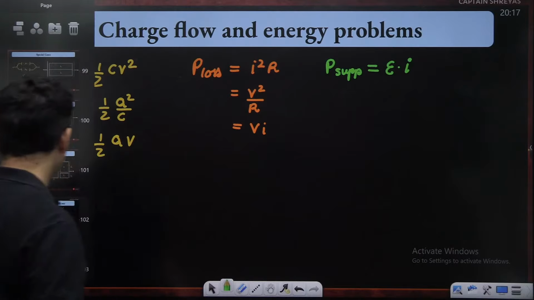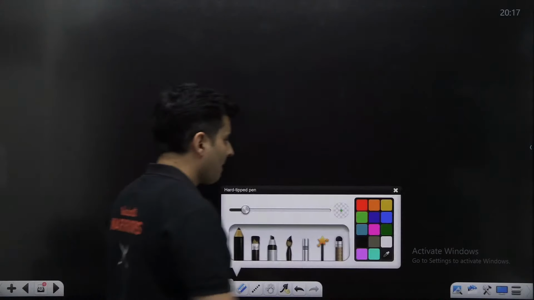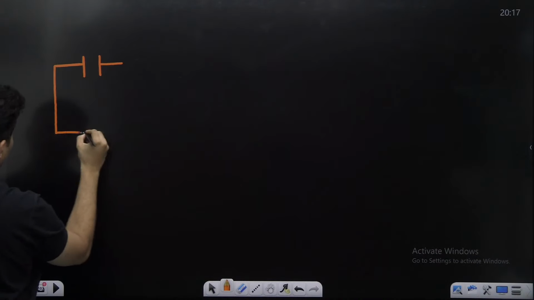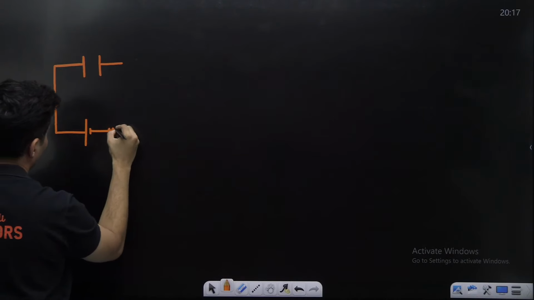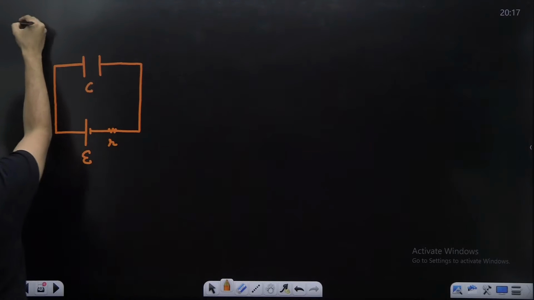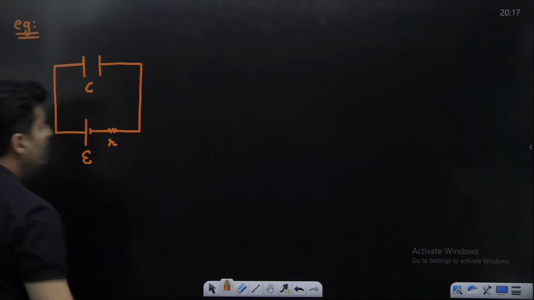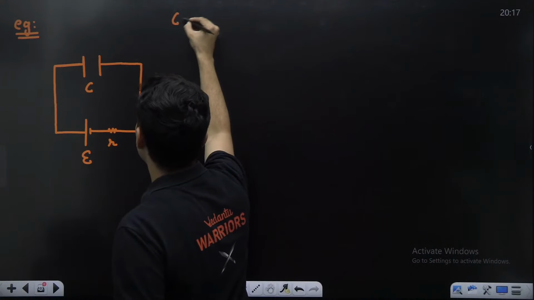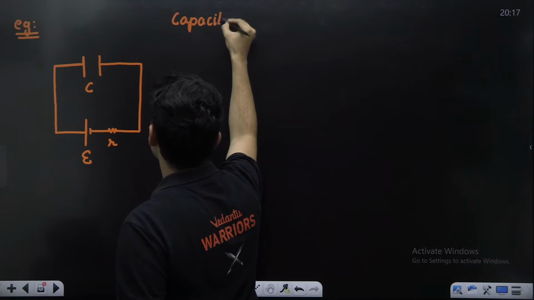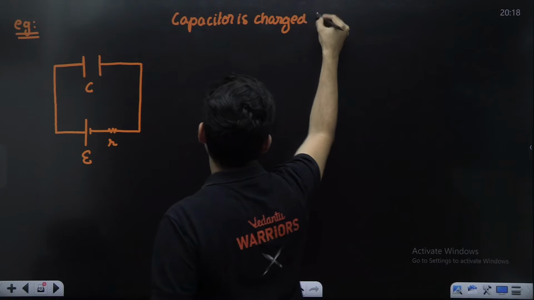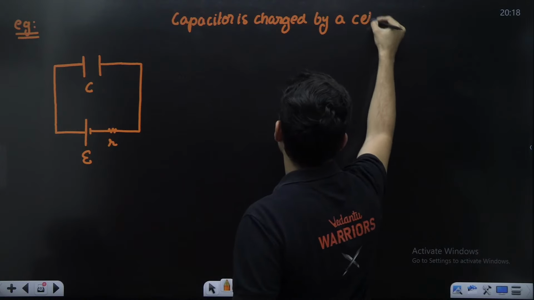One of the most important questions which I feel is this one. Look at this. You have a simple capacitor. There is a battery, could have some internal resistance. That's it. And you analyze this simple problem where this capacitor is charged by a cell.